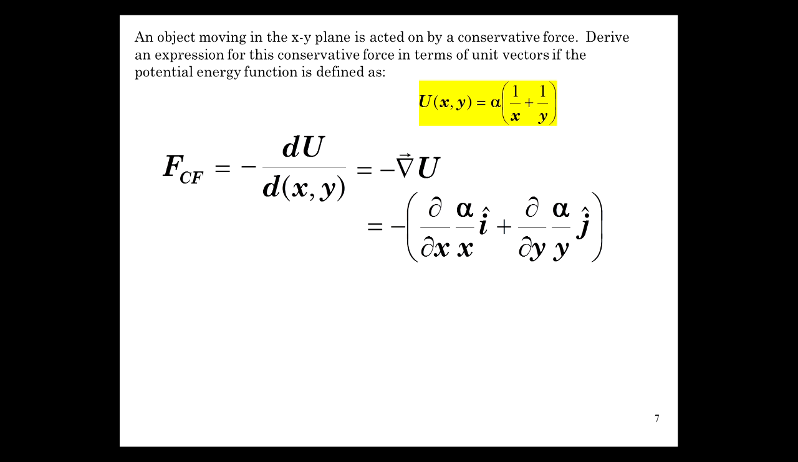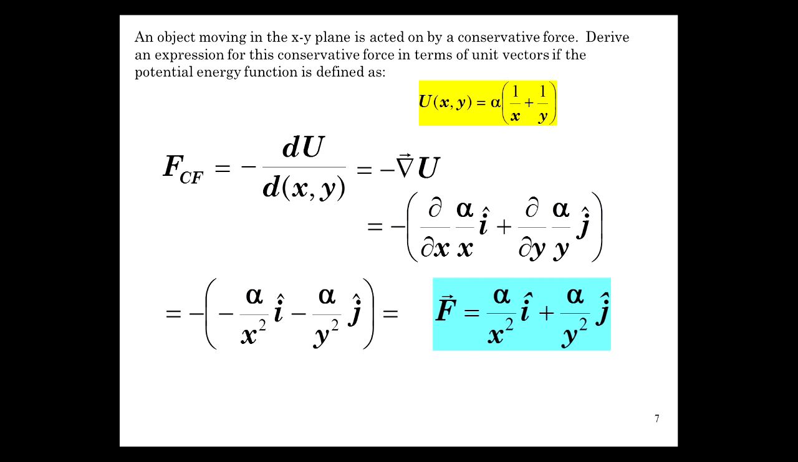And the respective derivatives of x to the minus 1, y to the minus 1 are easy. It's going to change the sign and we'll have inverse squared. So this is alpha over x squared i plus alpha over y squared j. So that was pretty easy, wasn't it? So this will conclude our little segment on conservative forces and potential energy functions.